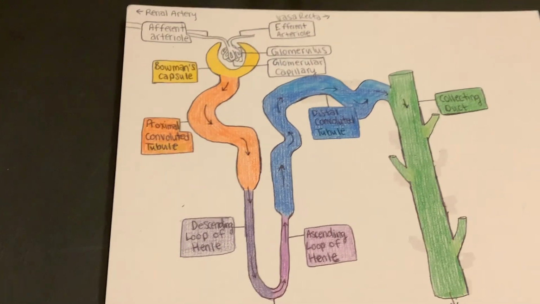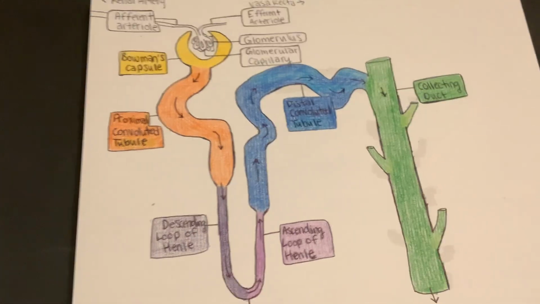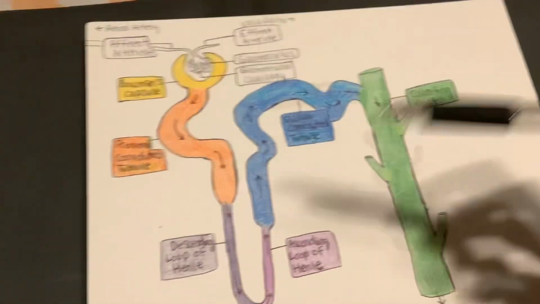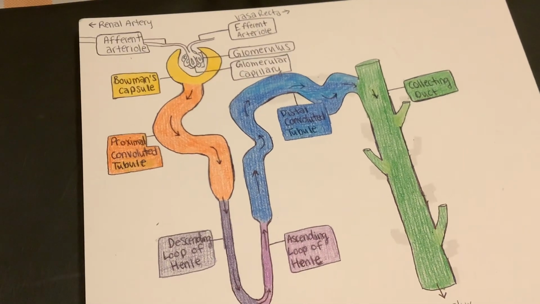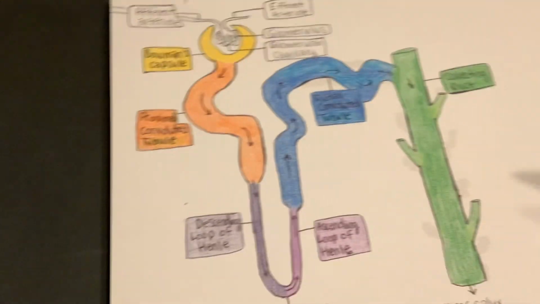Hello, my name is Taylor Coombs and I will be talking about urine production, particularly in the nephron, where urine is made, and it's made from blood. So we will get started here.